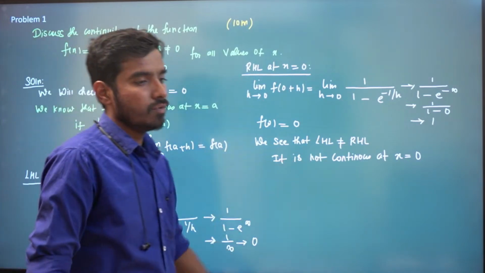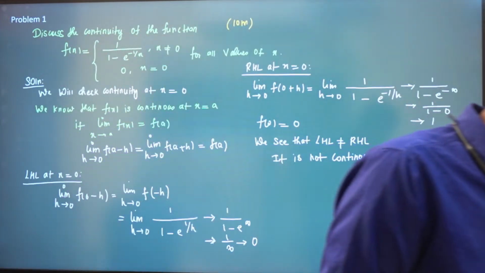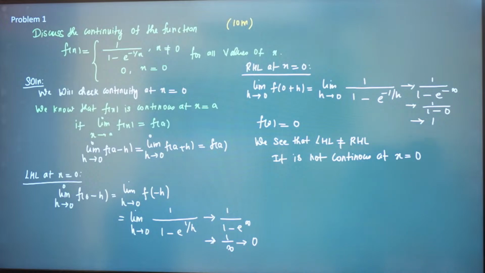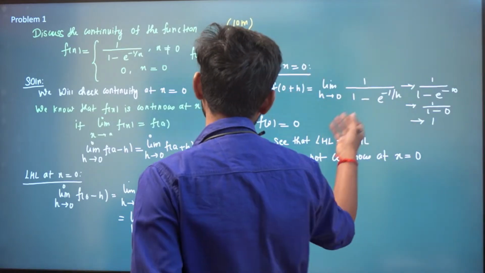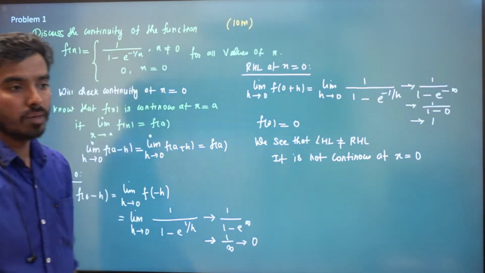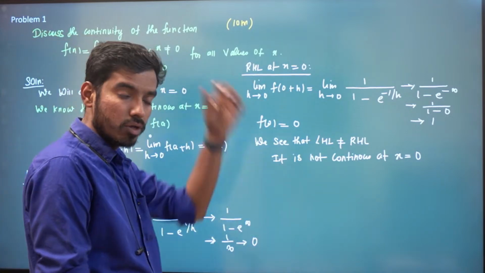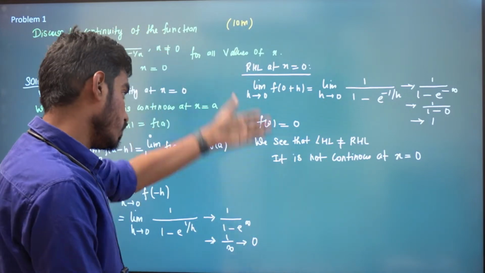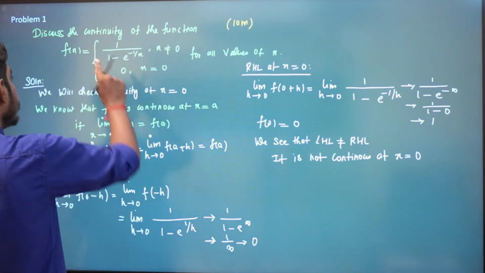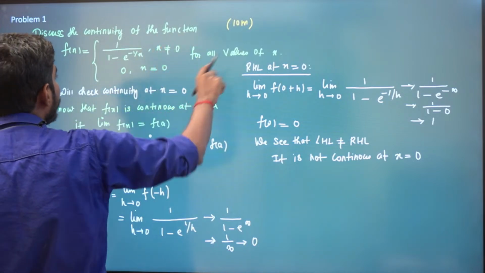It will be continuous at x is equal to 0 if your LHL, RHL and f of 0 are all equal. But here you can see your LHL is 0 and RHL is 1. So that means your limit itself does not exist at 0. Limiting value has to be equal to function value. So limit itself does not exist, so that means it is not continuous at 0. So discuss the continuity of the function for all values of x.